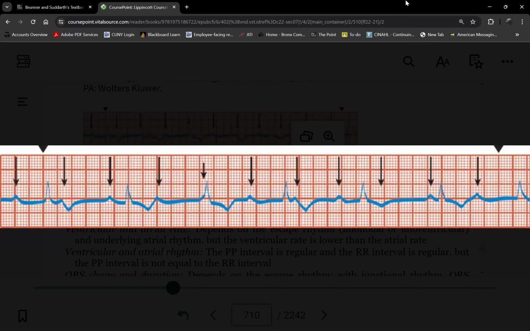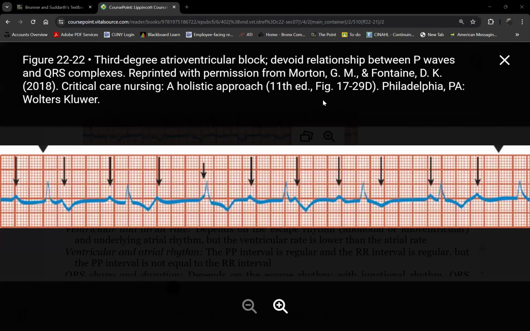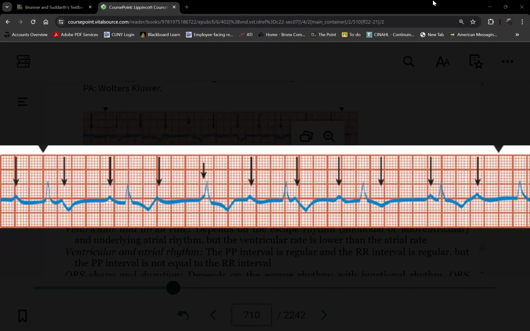So as a result, you have two heart rates here. The atrial heart rate here will be normal. It'll be between 60 to 100. However, the ventricular rate, because this is now generated by the AV node, will only be between 40 and 60. So you have a higher atrial rate, lower ventricular rate.